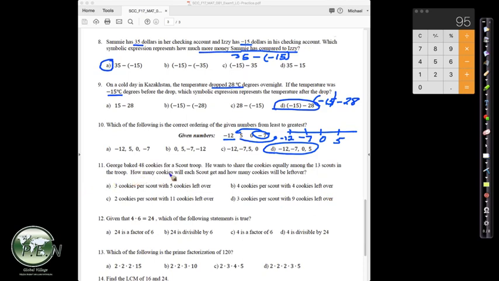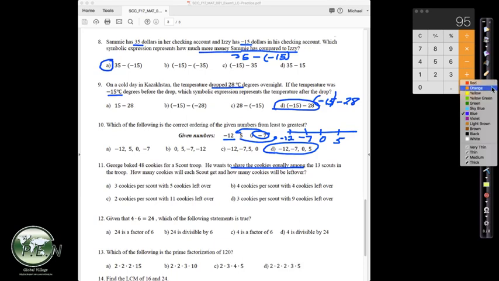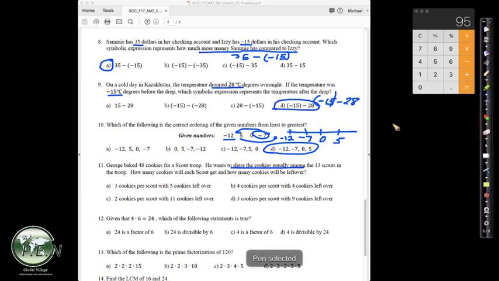So George is baking 48 cookies for his scout troop. He wants to share the cookies equally among his 13 scouts. Share equally means to divide. How many cookies will each scout get, and how many cookies will be left over? So first, how many times does 13 go into 48 evenly? So I'll go ahead and just do the division over here. So we're going to take 48 divided by 13.